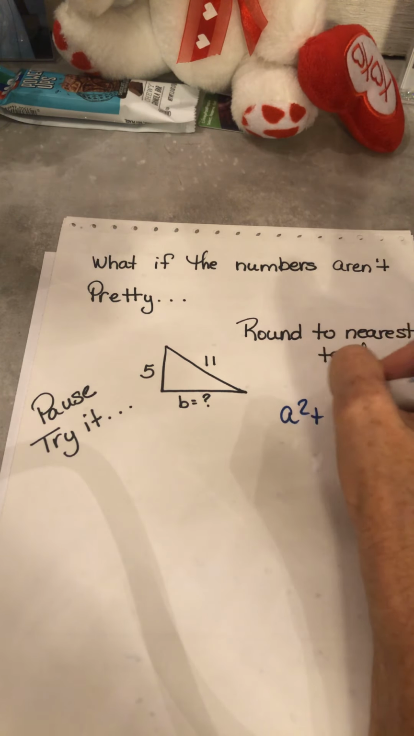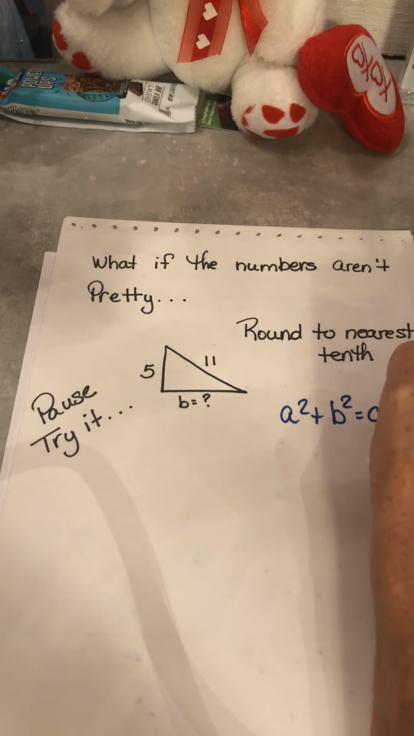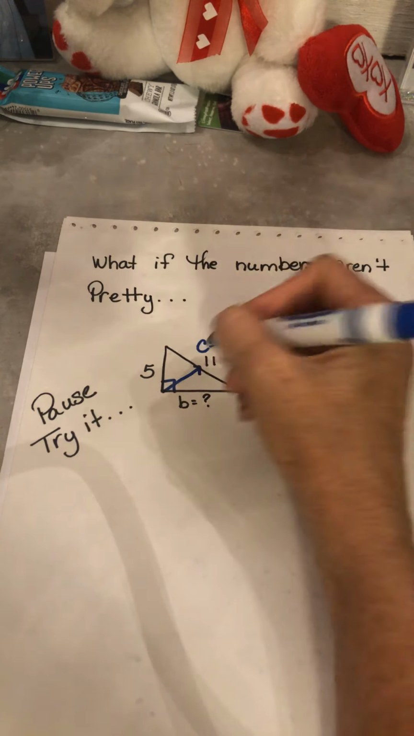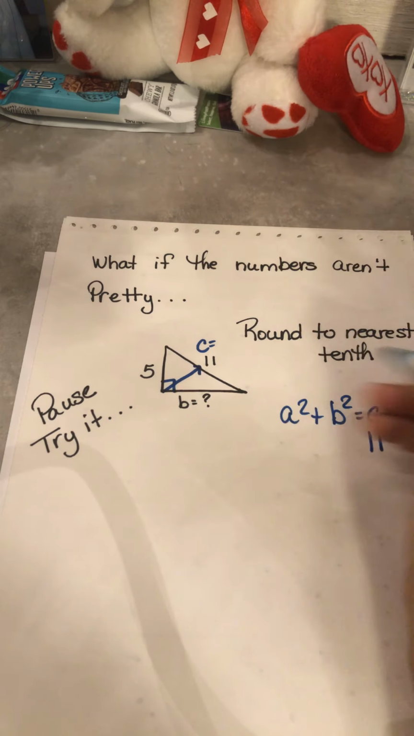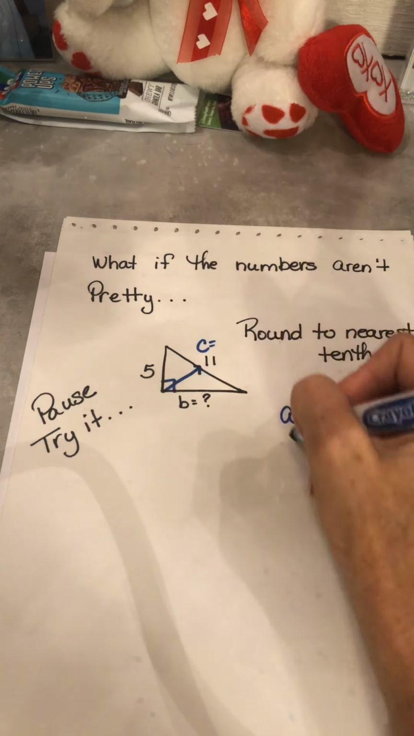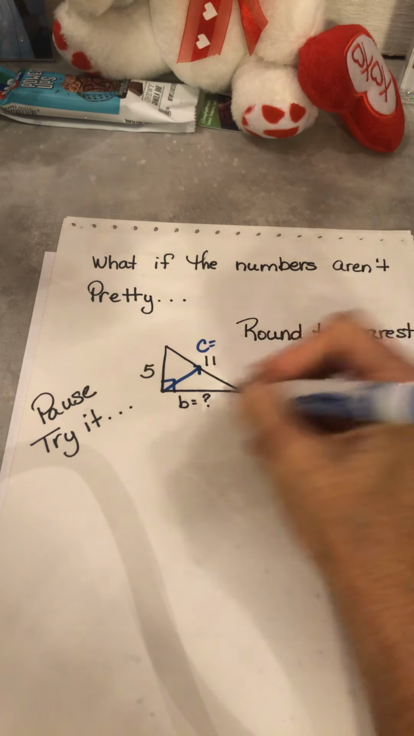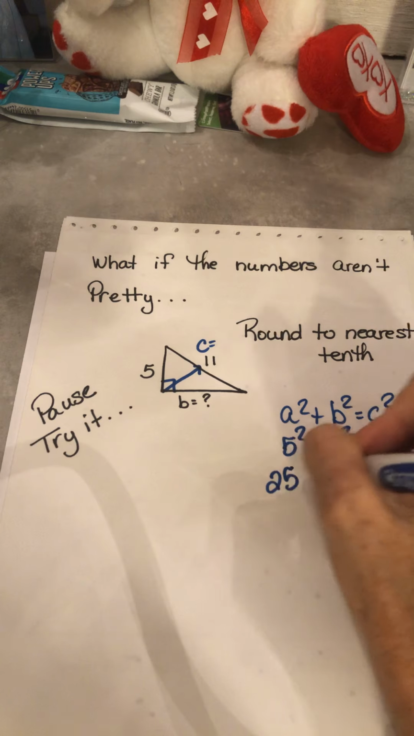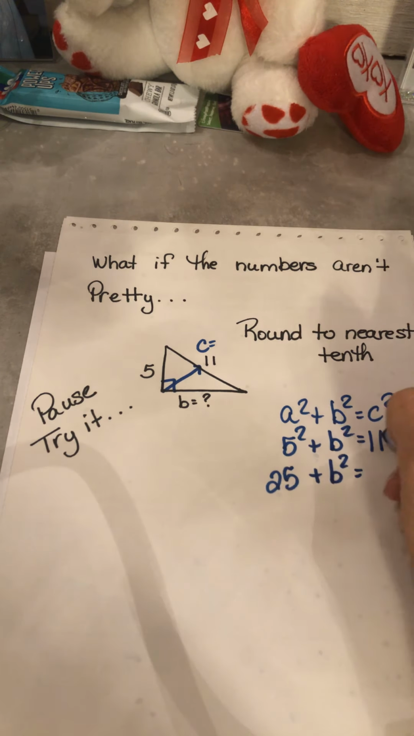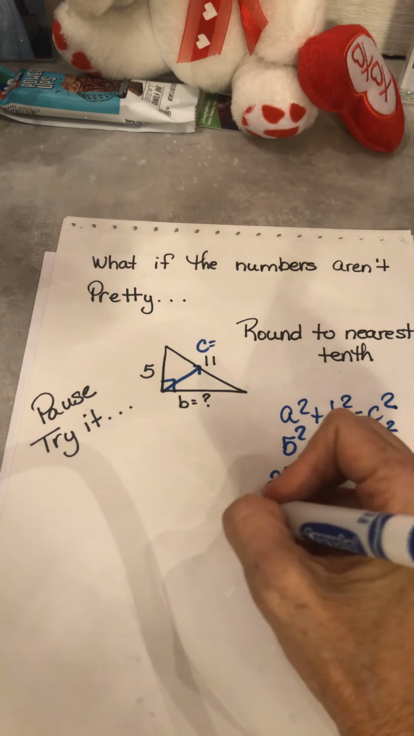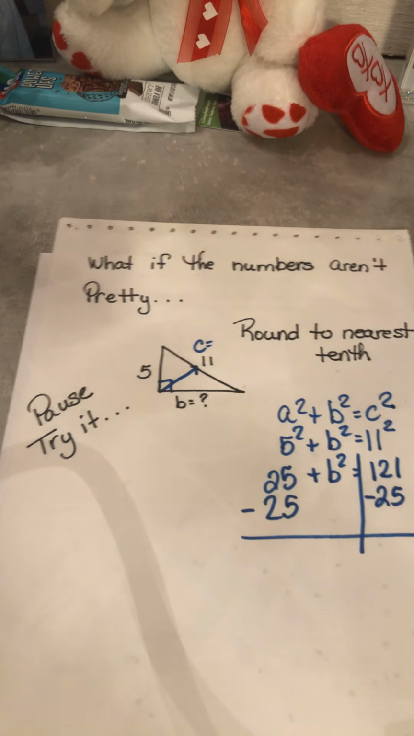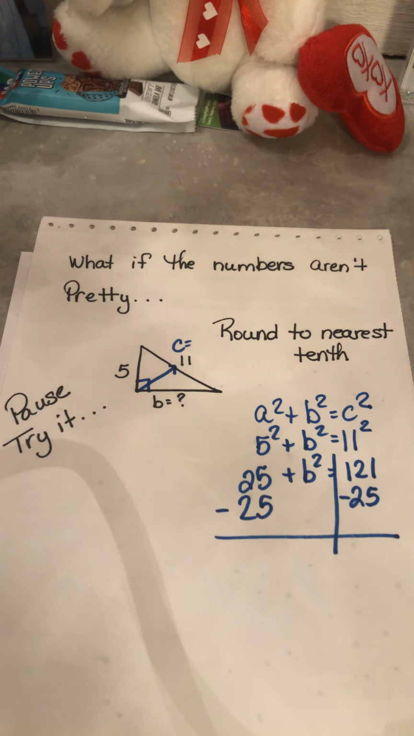So the first thing I'm going to do is write my a squared plus b squared equals c squared. I know that across from the right angle is my hypotenuse, so on this question I know my c, so I'm going to put that here. This is going to be here, and I don't know b. So 5 squared is 25. 11 squared is 121. I need to get b alone, so I have to subtract 25 from here, and I have to subtract 25 from there. So hopefully you're okay with that.